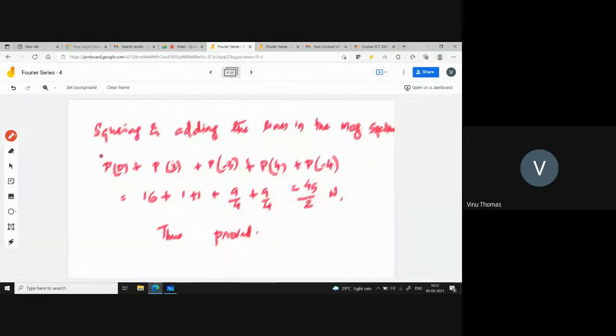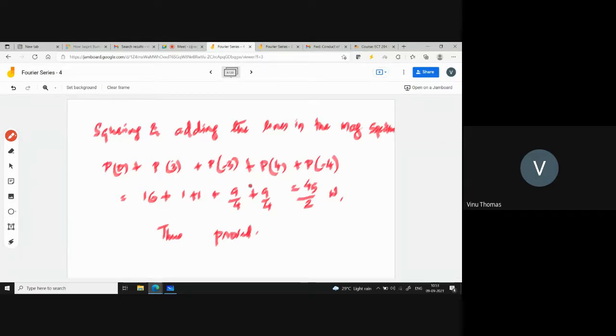Now we will prove this in the frequency domain. You only need to square and add the lines in the magnitude spectrum. So P0 plus P3, that is power of the DC component plus power of the second harmonic plus power of the fourth harmonic can be written as 16 plus, this is 1, P3 is 1, so 1 square is 1. P minus 3 is 1, so that is also equal to 1.